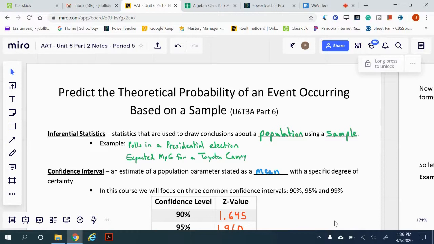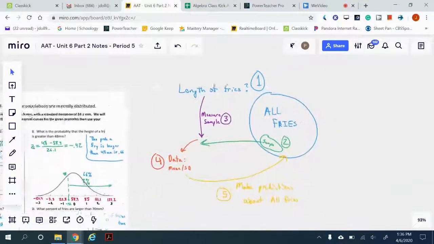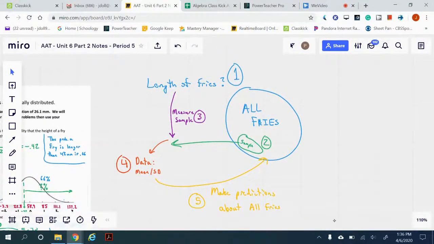And essentially, what this goes back to is this same pattern here, right? So again, we have our population, the fries. We grab a sample of fries, pull that out, and we measure those, right? Because that's the question we're asking: is the length of the fries, right? We get our data here, number 4, from the sample, and then we make predictions.